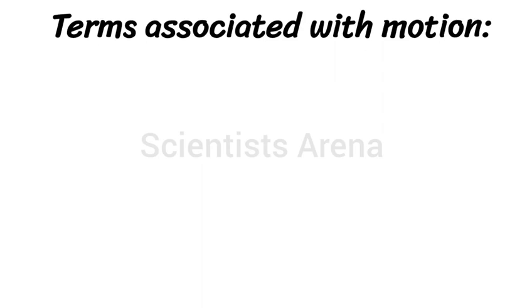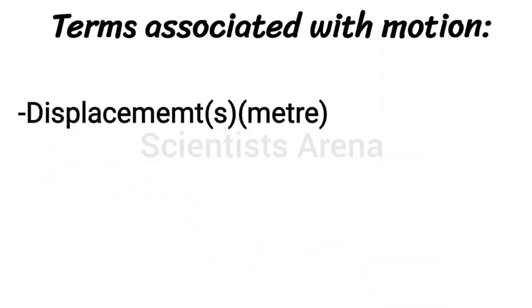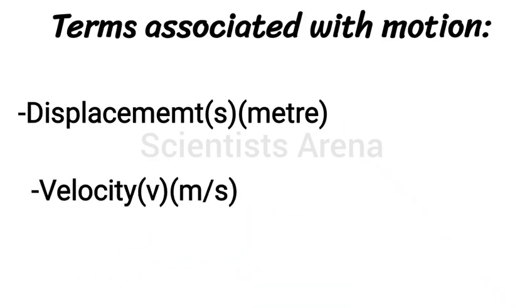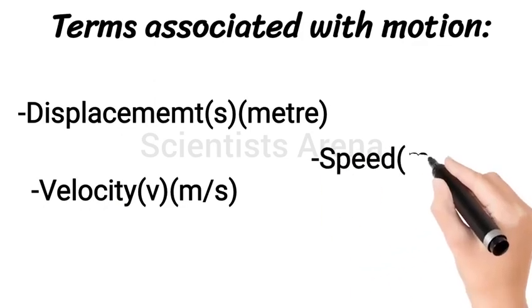Terms involved in motion are: 1. Displacement. It is the change in position along a specified direction. 2. Velocity. It is the change in displacement per unit time. 3. Speed. It is change in distance per unit time, i.e.